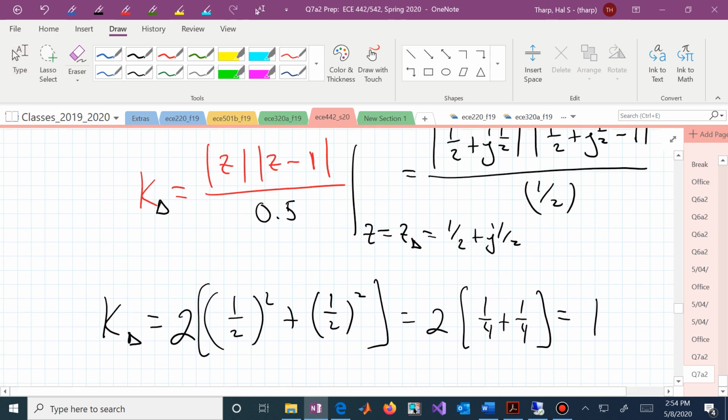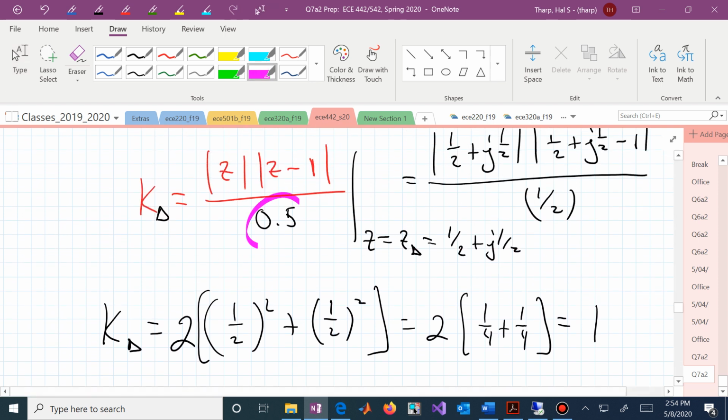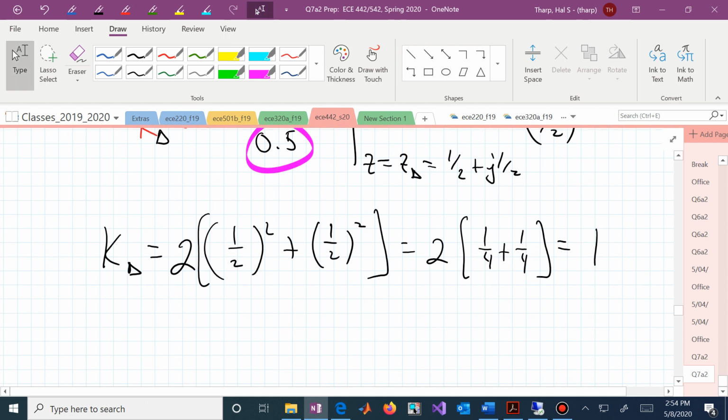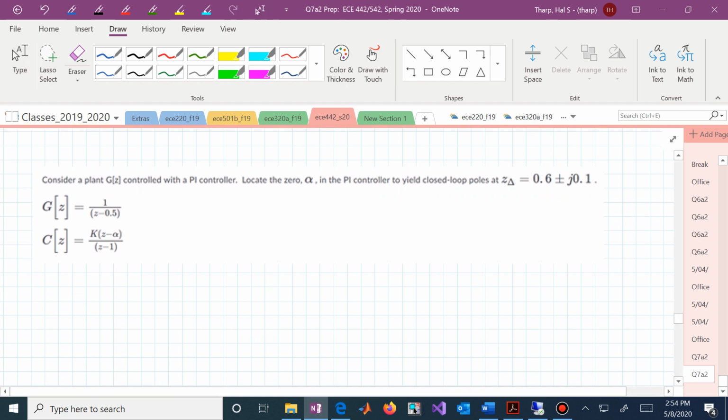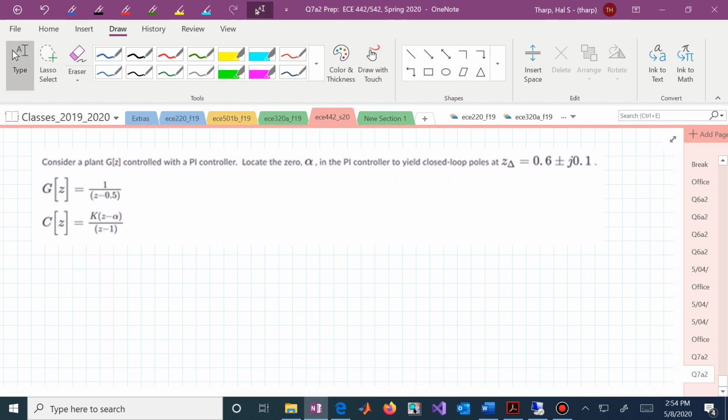If you had forgotten this 1/2, then you would have ended up with a k delta of 1/2 and probably gotten the answer incorrect, because I probably had that as one of your choices.